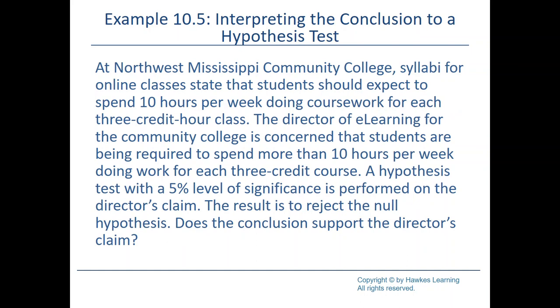In Northwest Community College, syllabi for online classes state that students should expect to spend 10 hours per week doing coursework for a 3-credit-hour class. Now, the director of e-learning for the community college is concerned that students are being required to spend more than 10 hours per week for a 3-credit-hour course. Okay, that was the first part where we're making our claim and hypothesis. Now, we're going to conduct a hypothesis test with a 5% level of significance, performed on the director's claim. The result is that we reject the null hypothesis. So what does that mean? Does that conclusion support the director's claim?